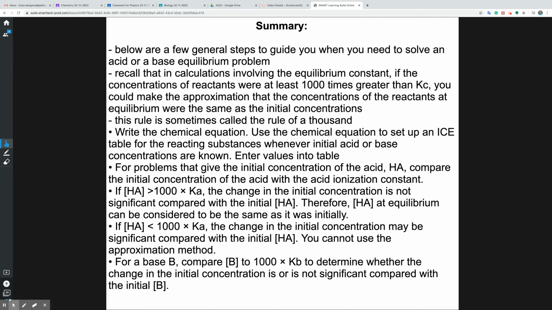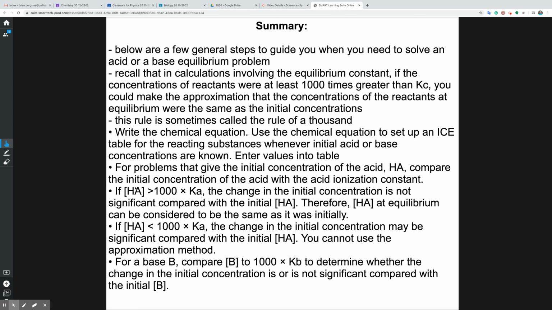To know when to use this, write the chemical equation and use it to set up an ICE table for reacting substances whenever initial acid or base concentrations are known. Enter the values into the table. For a problem that gives you the initial concentration of the acid, compare the initial concentration of the acid with the acid ionization constant.